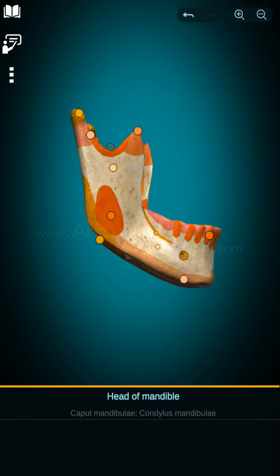Condyloid process. Clear? Is it clear to all of you? Yes. So one by one we will cover the surfaces. Now first thing that we are going to study is the lateral surface. Okay? What is the lateral surface?